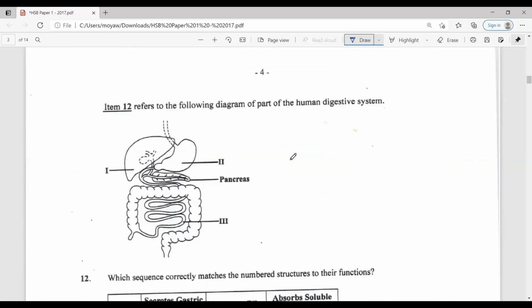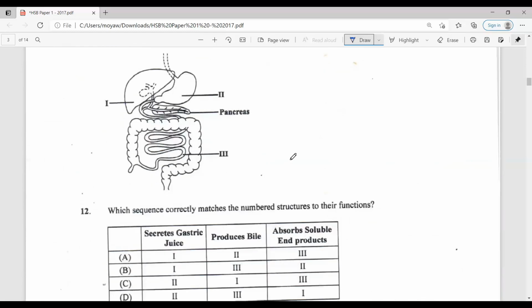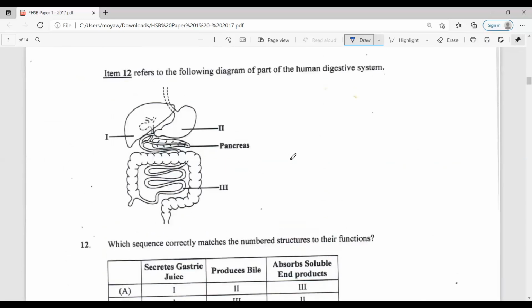Question 12. Item 12 refers to the following diagram of a part of the human digestive system. So 12. Which sequence correctly matches the number structure to their function? So we have to know the number structure so we can match it to their function. So we have 2 looks like the stomach. So this one is easy to identify, the stomach.